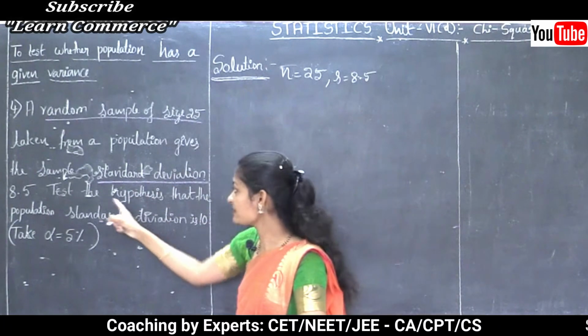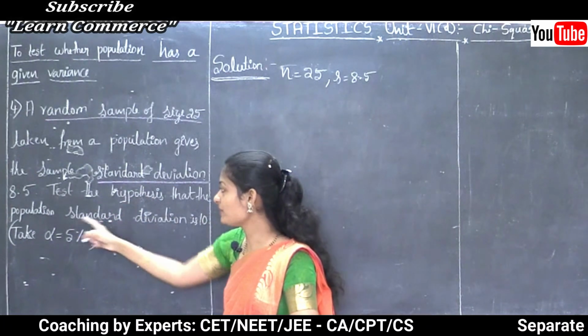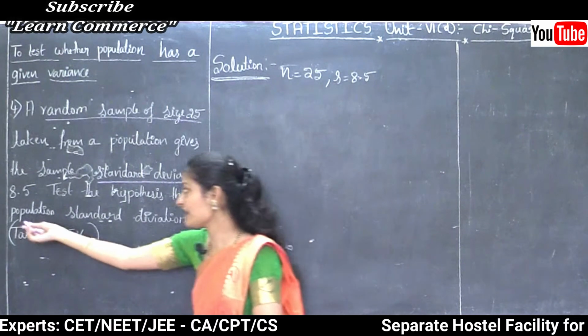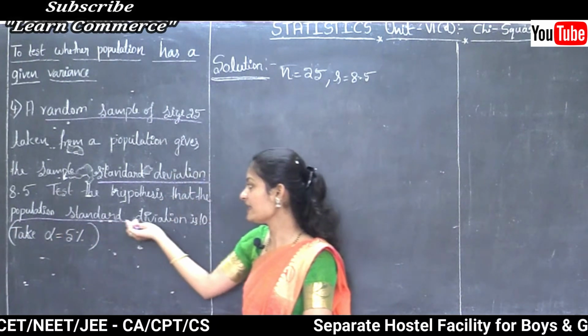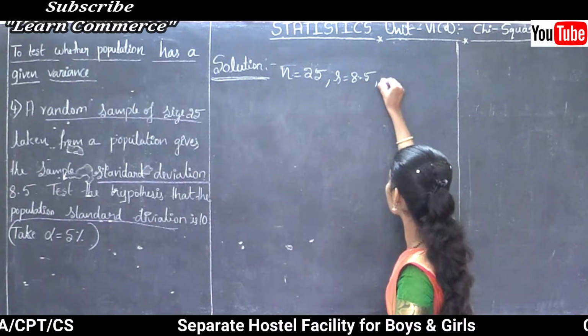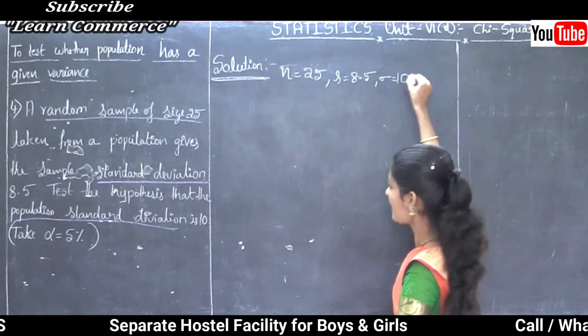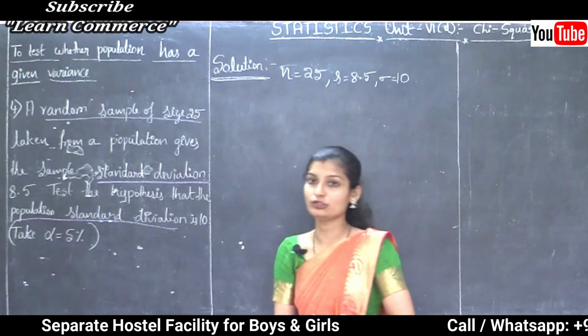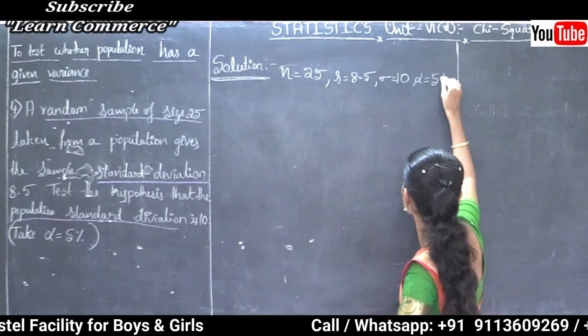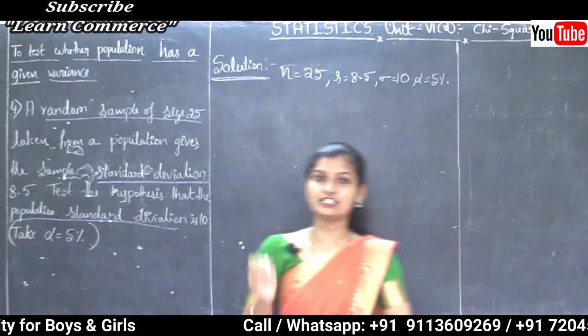Next, test the hypothesis that the population standard deviation is 10. Population standard deviation is denoted by sigma, and here the value is 10. So sigma is equal to 10. And next, take alpha is equal to 5%. So here alpha is 5%. Next, move to the test procedure.